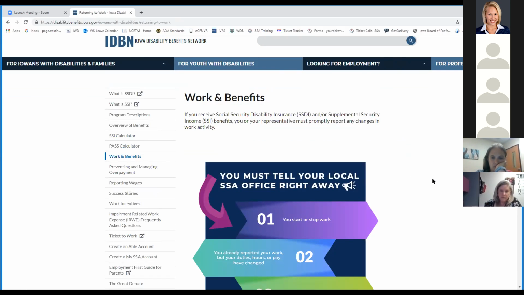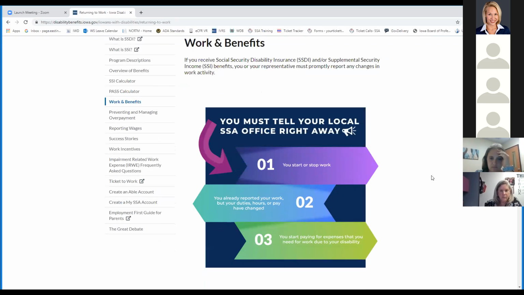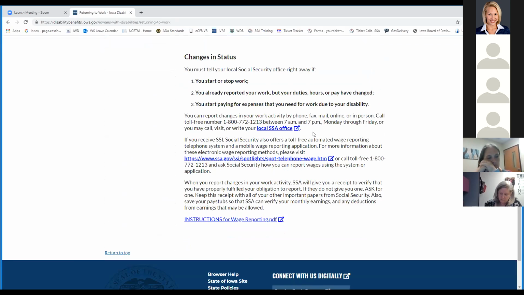Other content that is really geared for people with disabilities and their families is talking about the importance of wage reporting and really trying to help them understand that when they start or stop work, or things change, especially if they're on SSI, they need to contact Social Security to report those things, if they have a change in status. And then it gives links to how to contact their local office.